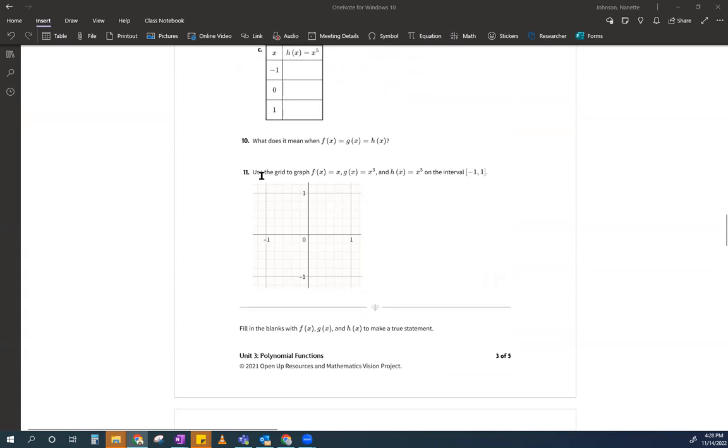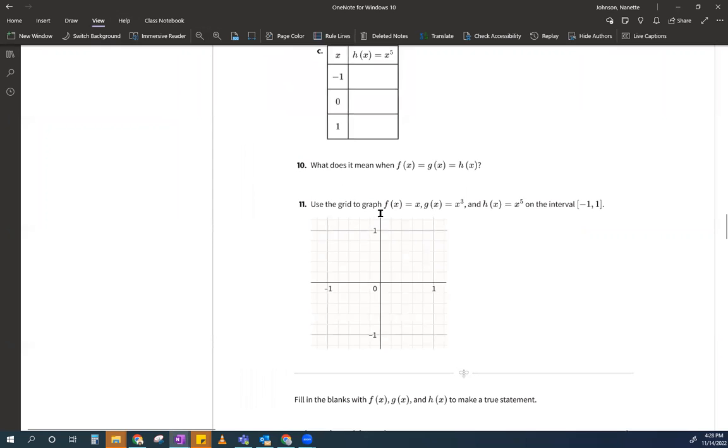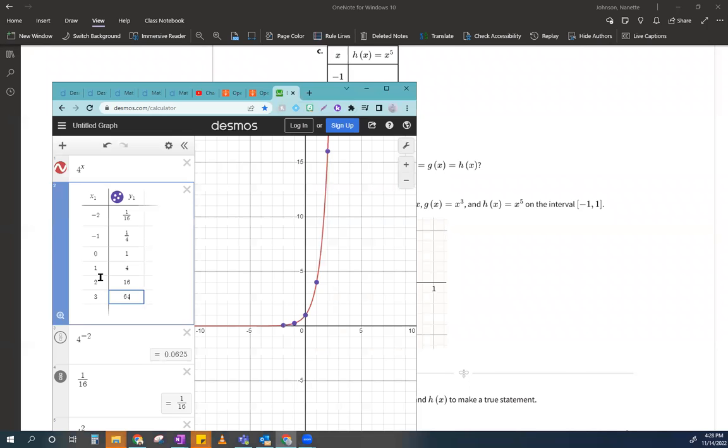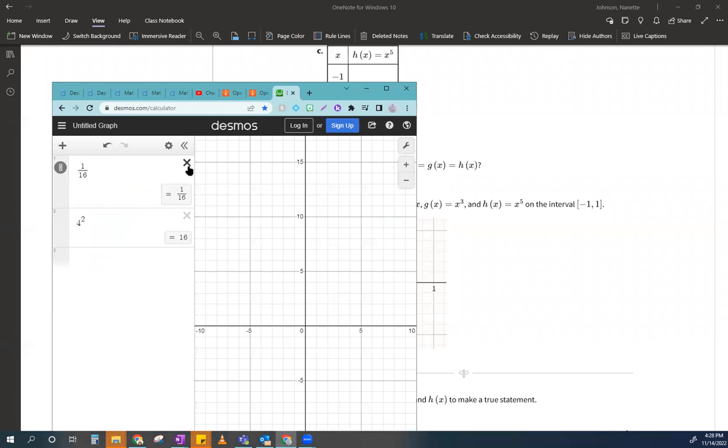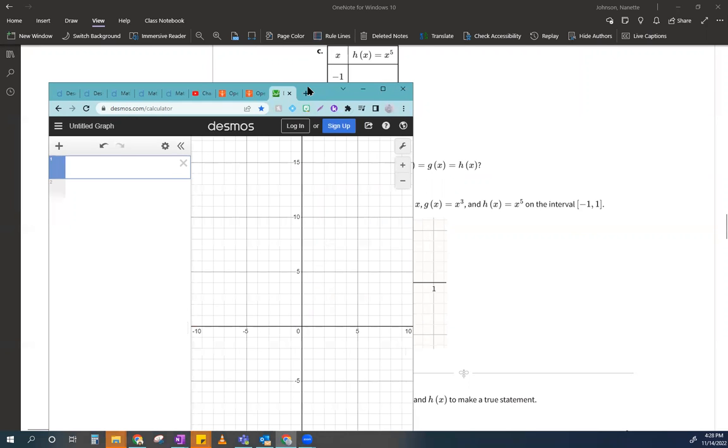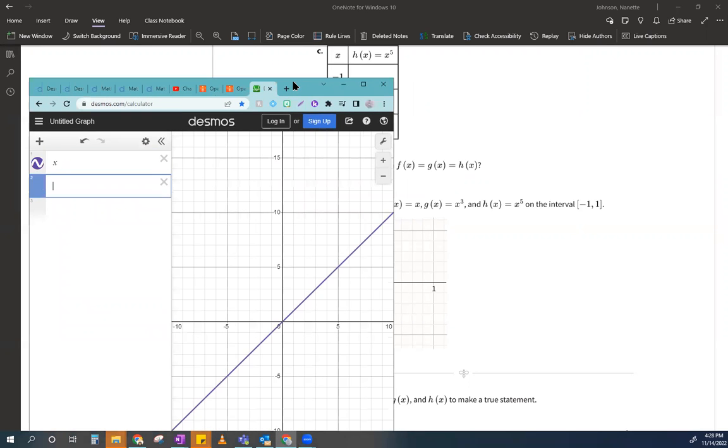So number 3, for 11, it says use the grid. Maybe I should make this a tad bigger so you guys can see. So it says use the grid to graph f of x equals x, g of x equals x cubed, and h of x equals x to the 5th on the interval from -1 to 1. So I'm going to do that here with Desmos because that's my favorite. And if you've never done intervals, I always have to kind of remember first. So they basically want x cubed, and x to the 5th. So I'm going to go x cubed, and then x to the 5th.